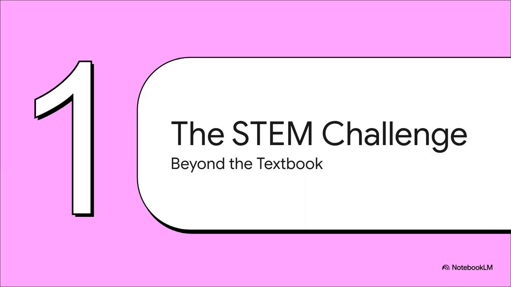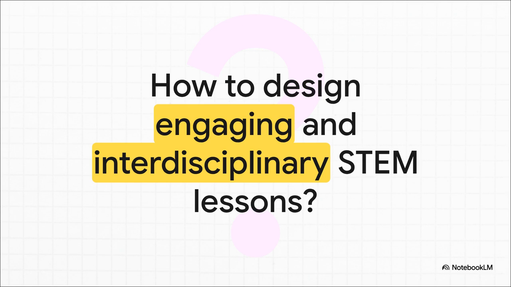So let's kind of set the scene here. The problem in STEM isn't that there are no good ideas out there. Far from it. The real hurdle is, how do you take those amazing ideas and get them off the page and into a hands-on, unforgettable experience for your students? And that's really the big question this whole guide is trying to answer. How can you design a lesson that brings together different subjects and actually makes students want to learn?